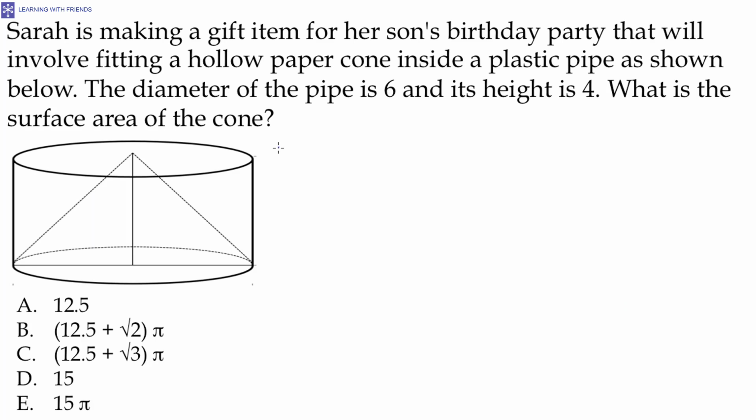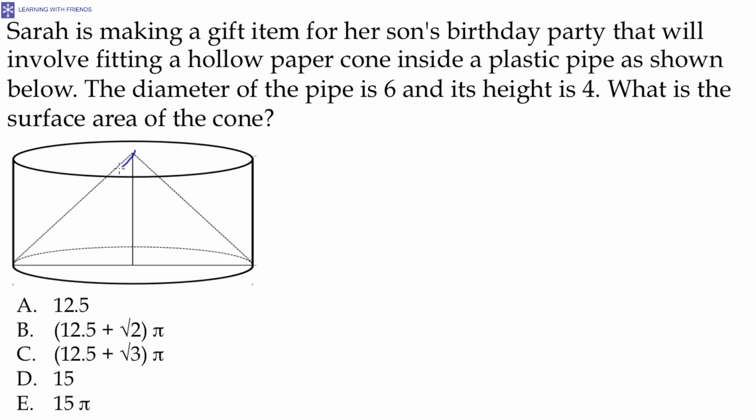So let's look at the next GMAT problem. Sarah is making a gift item for her son's birthday party that will involve fitting a hollow paper cone inside a plastic pipe as shown below. So if you can see this figure, there is a cone here, right here.